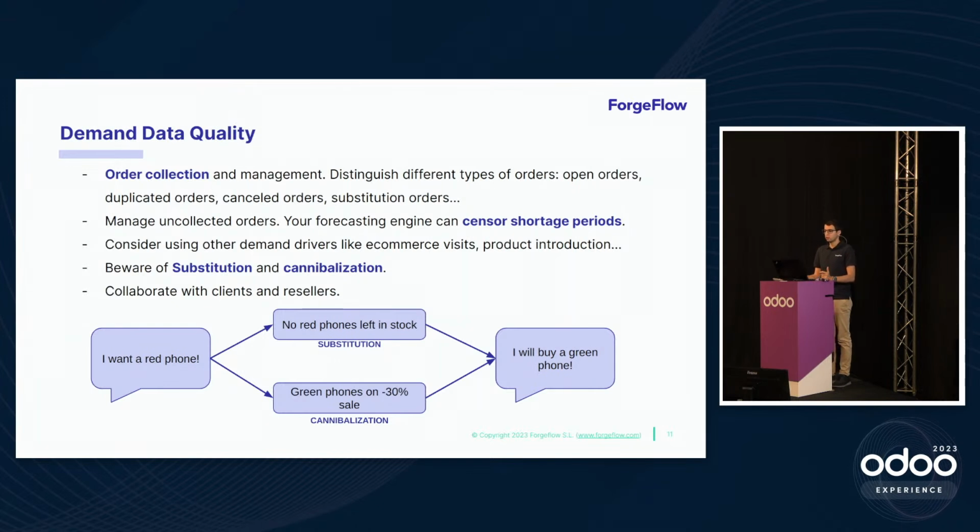You can also consider using, in some models, different demand drivers, like visits to your commerce site, the date of new product introduction, and you can think of more. It can be, for example, the temperature if you sell ice cream, to put an example. There can be a lot of demand drivers that can influence. Beware, of course, of substitution and cannibalization. When you add a promotion to some product, you might be affecting some other. That's cannibalization, and you need to consider it.